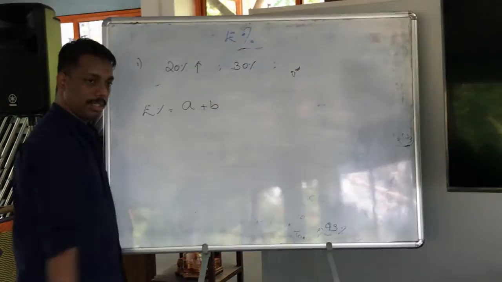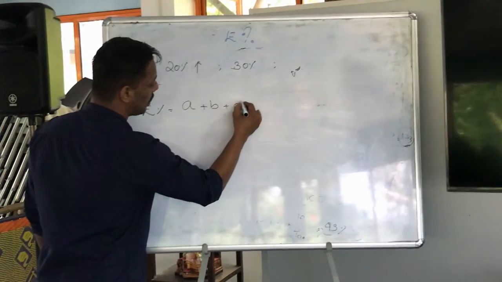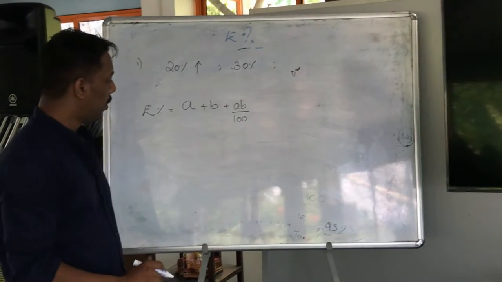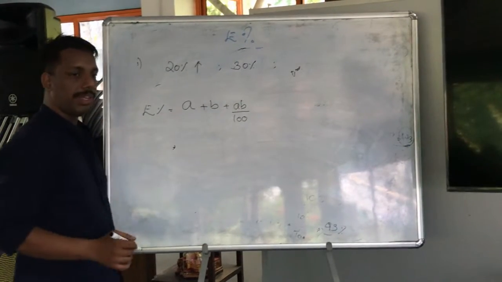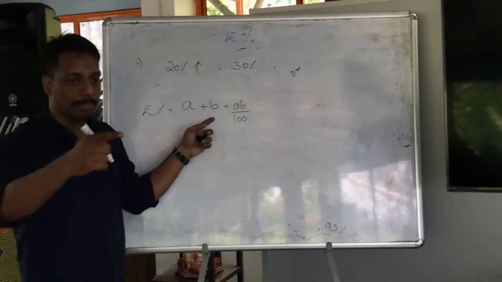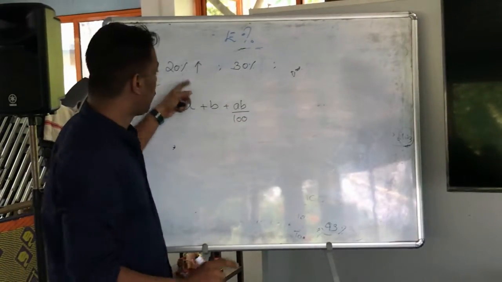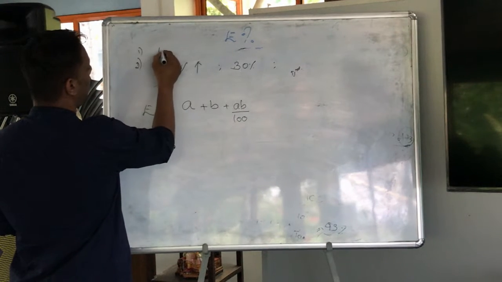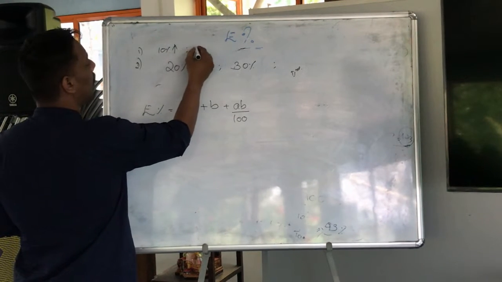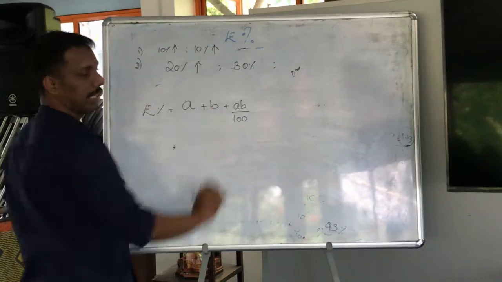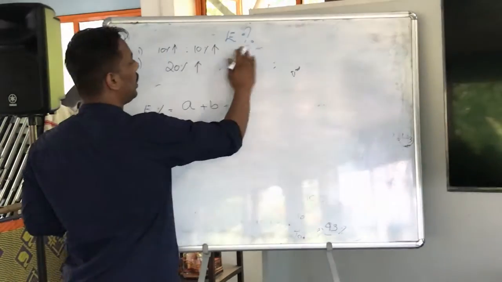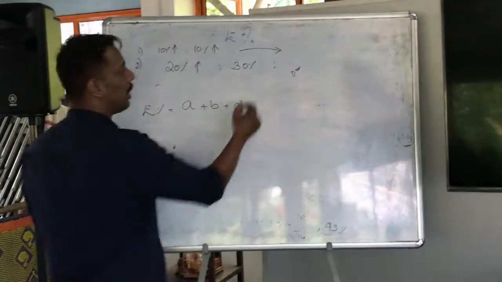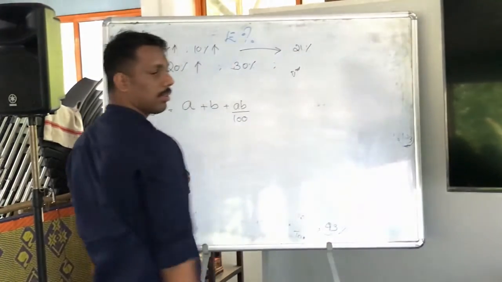A plus B plus AB by 100. In the first problem, we consider A and B as 10%, right? The shopkeeper increased 10% in the first case, and again 10% in the second case. Then what is the effective change? You got 21% as your answer.